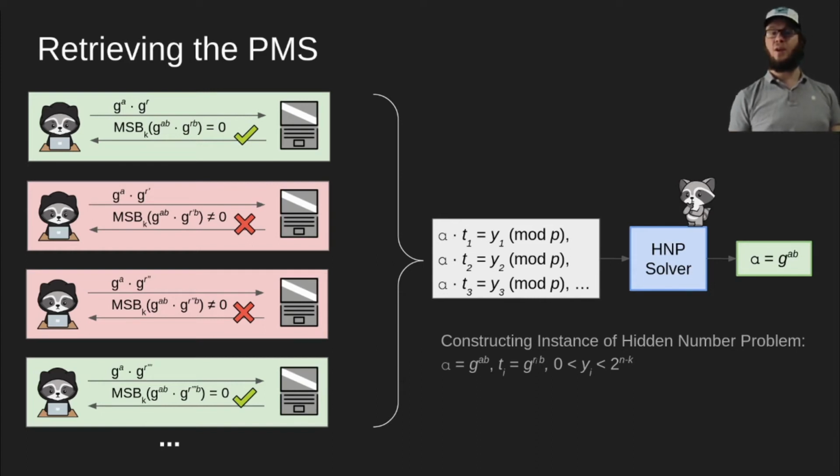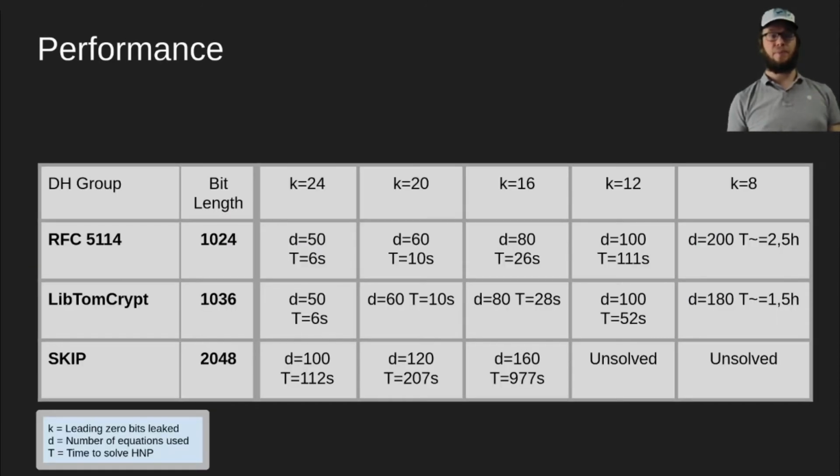The attacker can then solve this equation system with a hidden number problem solver to retrieve the shared secret g to the power of AB. Once the attacker has g to the power of AB, the attacker can compute the master secret of a connection and get all the symmetric keys and therefore can decrypt everything.